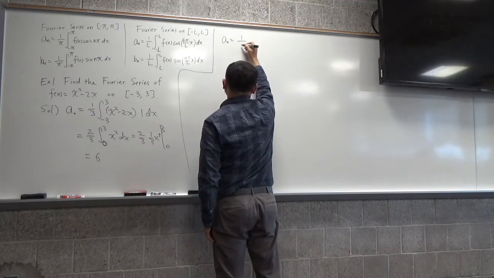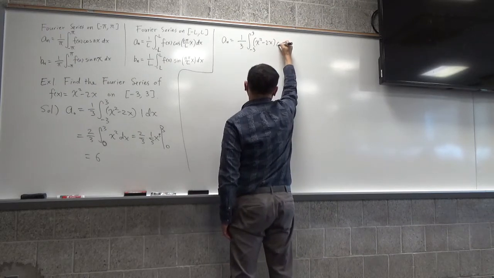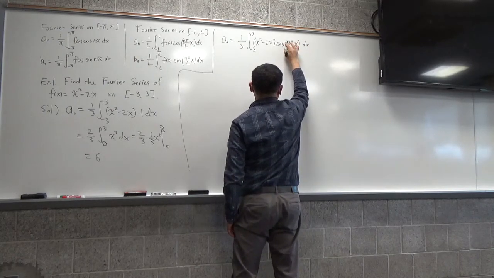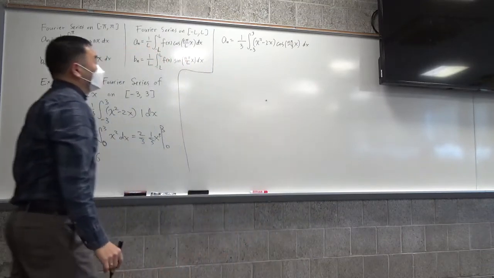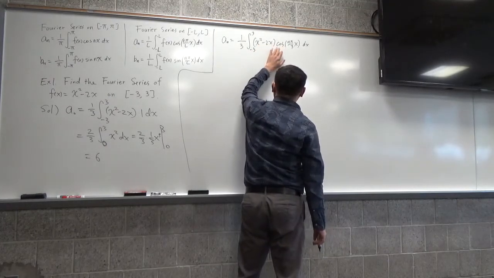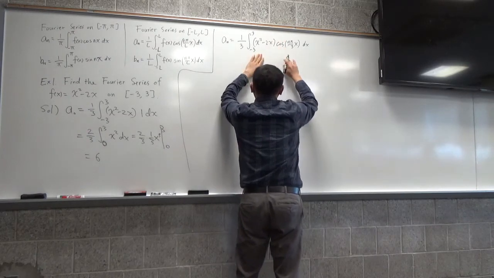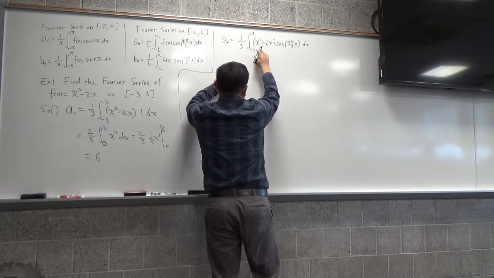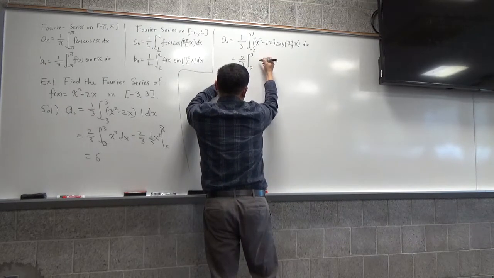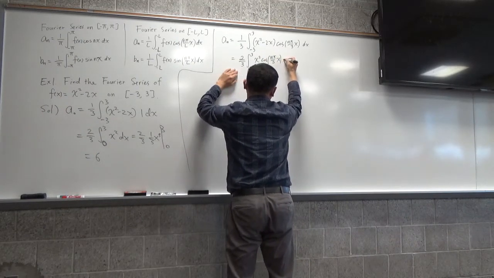Okay, now let's continue with an. An is 1 over 3, integral from -3 to 3 of x squared minus 2x times cosine n pi over 3 x dx. Because cosine is an even function, even times even gives you an even function, whereas odd function times even function gives you an odd function. So that part will again disappear when you integrate. That's going to give you 0 when you integrate. So the only thing that you have to calculate is 2 over 3, integration from 0 to 3, of x squared cosine n pi over 3 x dx.